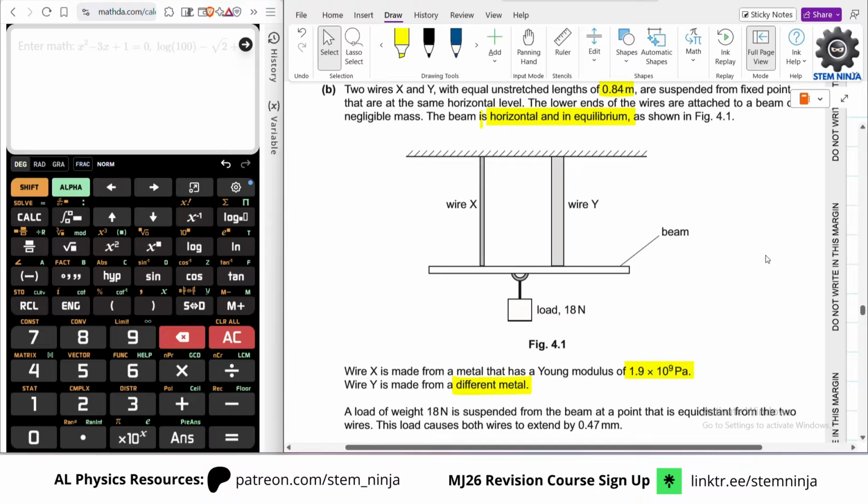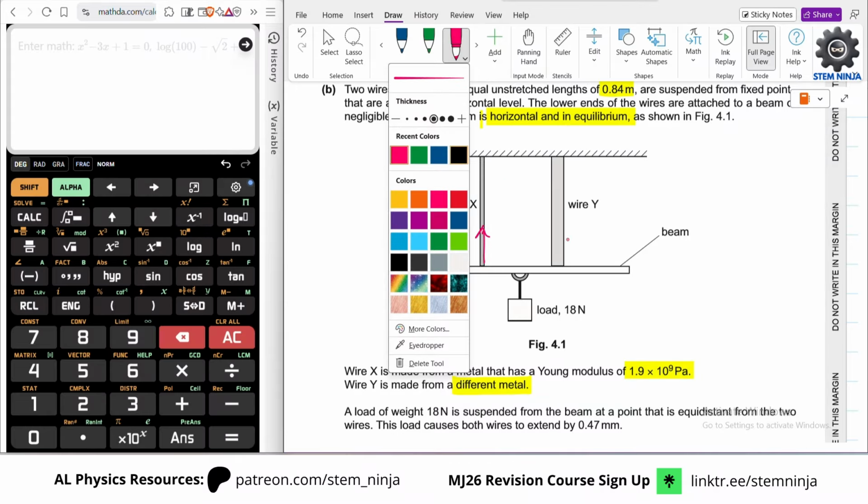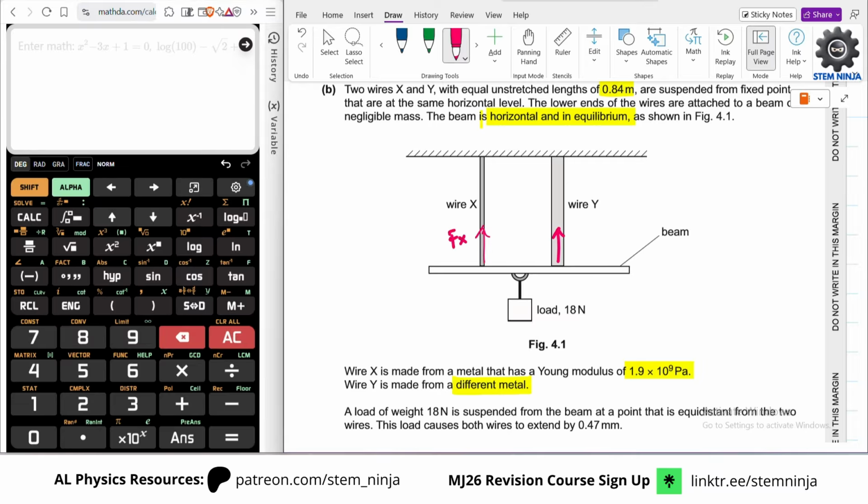Okay, at some point we will need the forces in wire X and wire Y. So how do we decide which one is what size? We know that the object is in equilibrium, so we need to apply two conditions. Sum of forces in any direction is 0, so this must mean that Fx plus Fy equals 18. And since the sum of moments about any point is also 0, for example you can take this point, and they also said that it is equidistant from two wires.